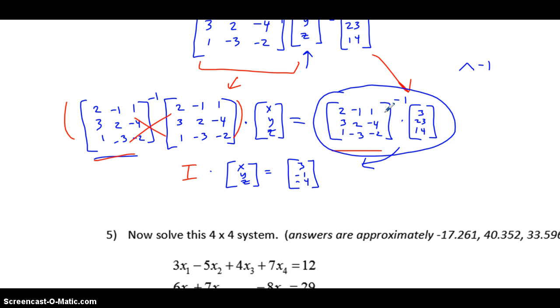And again, I had never even told you how to do inverses of 3 by 3 matrices, so you have to do this one on the calculator to get it done.